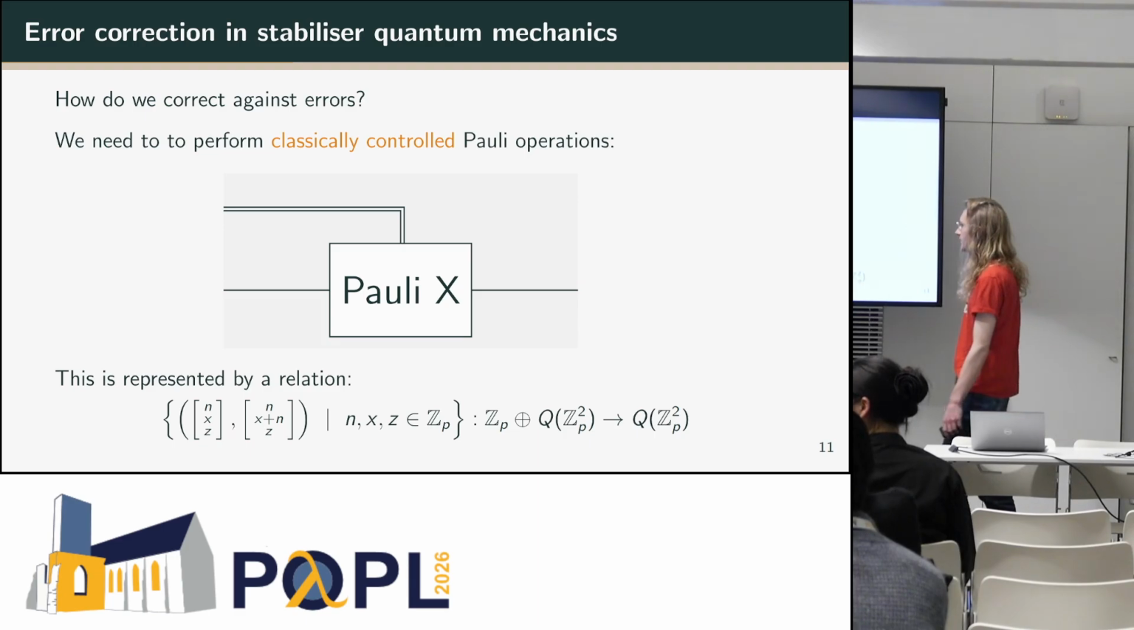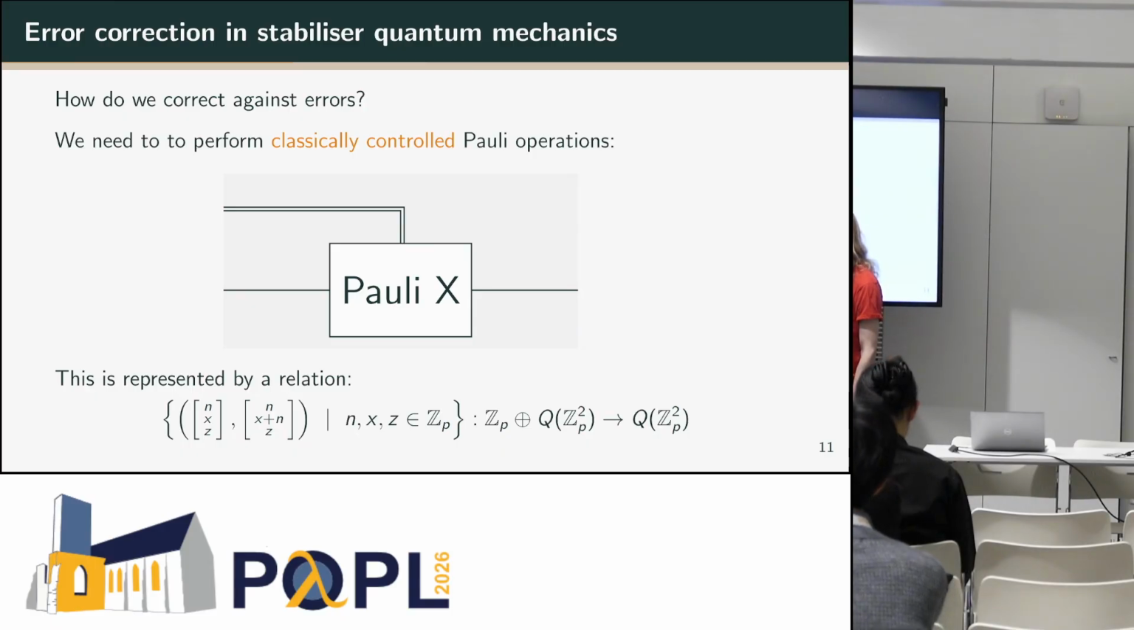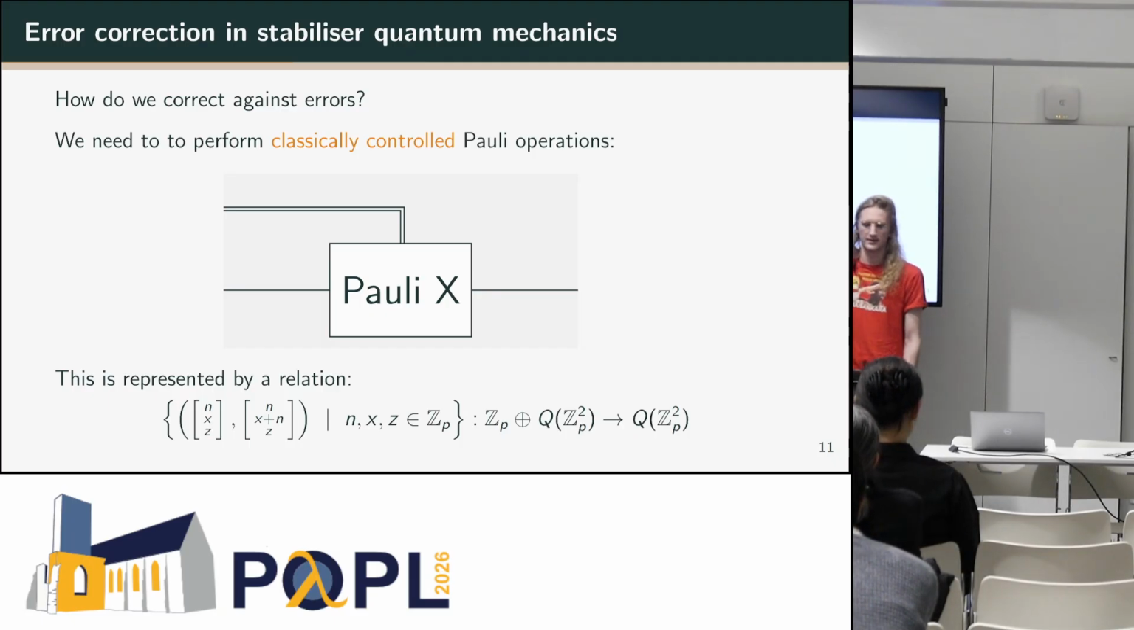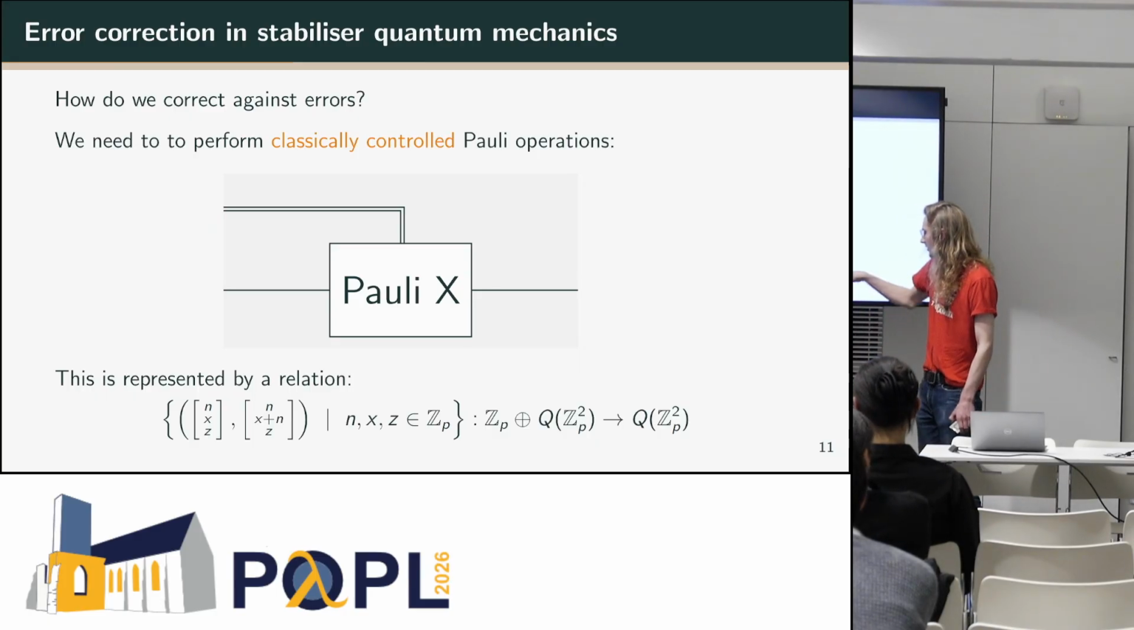So in terms of relations, it looks like this. You have here on the top your classical dit, and then you have your x and z stabilizers. And what this does is it takes the classical dit and just adds this to the x stabilizers, and you have this relation. So classical, quantum, quantum.